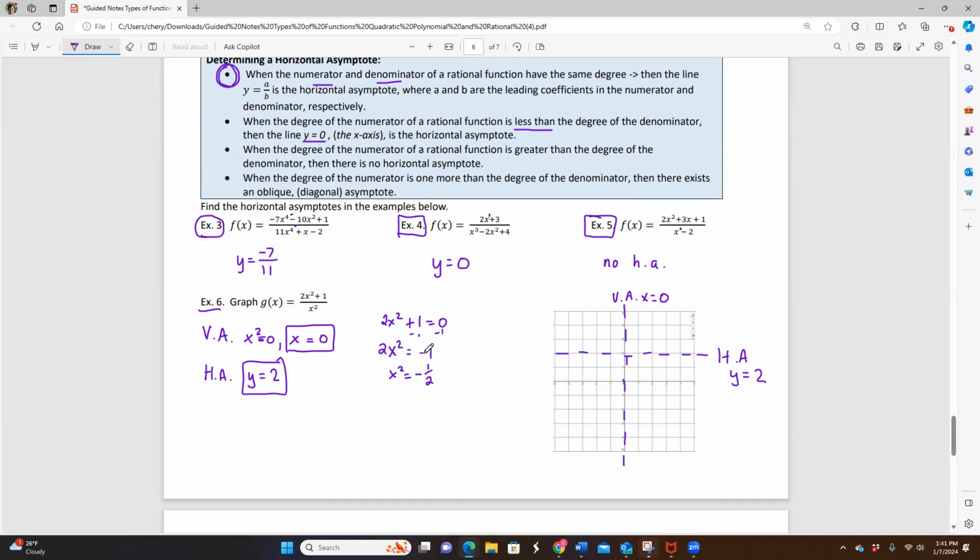Well, think about this. Can a value that is squared ever be negative? It cannot, because when you square a value, it will always become positive. And you could find that by trying to take the square root of both sides, and you'd have the square root of a negative number. So we'd say there are no zeros. What that means is there are no x-intercepts.